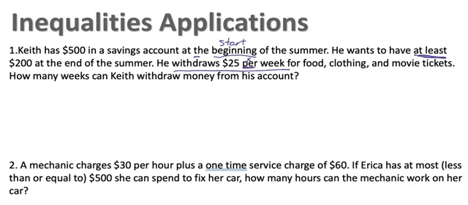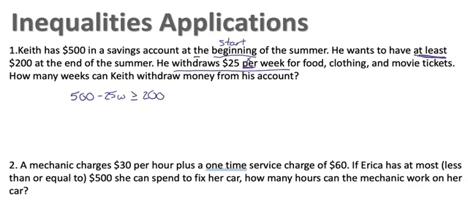Okay, let's set this up. So I have $500 to start with. And then he starts taking money out. He's going to take out 25 every week. So 25, and I'm going to use W for week. So 25 each week, and I want to have at least $200. So I can have 200. So what the word at least means, I can have 200 or more. So I'm going to say greater than or equal to $200. All right, so there's my inequality.